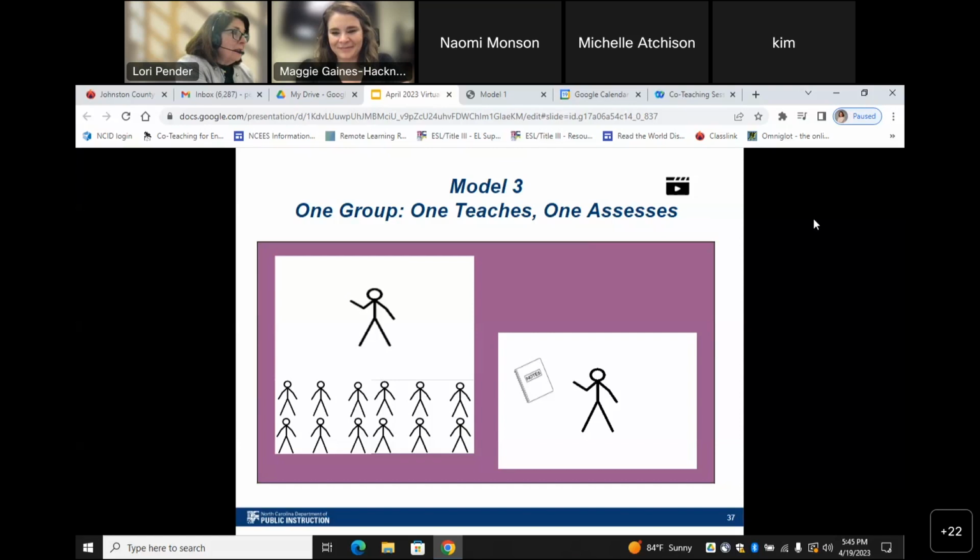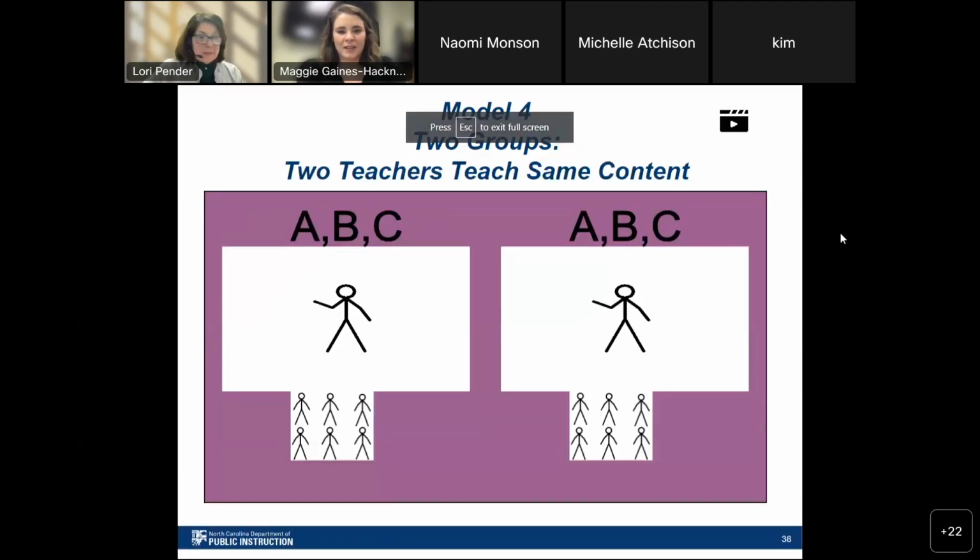Anything else? Any I wonders? All right, I think we can move on to the next model. And just like with Model 3, we're going to look at this in the same way.